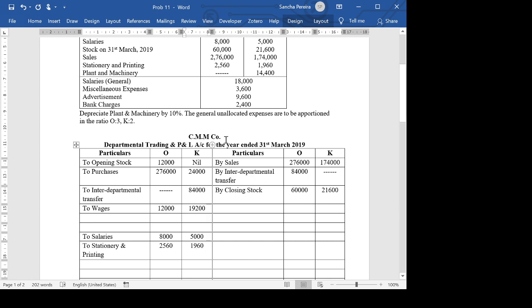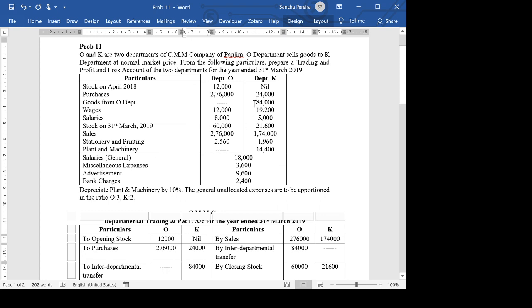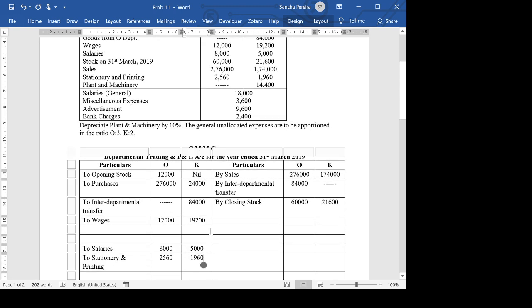Then there is plant and machinery. We don't take this plant and machinery here because this is the value of plant and machinery. Why they've given this is to show that only department K is using plant and machinery. So any expenses in connection to plant and machinery will be charged only to K. So this amount won't go anywhere unless we were preparing the balance sheet. The value of plant and machinery cannot go in these accounts that we are preparing. So we move on now.